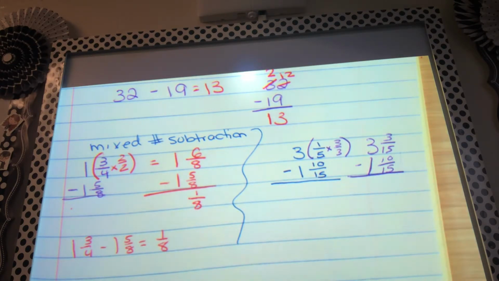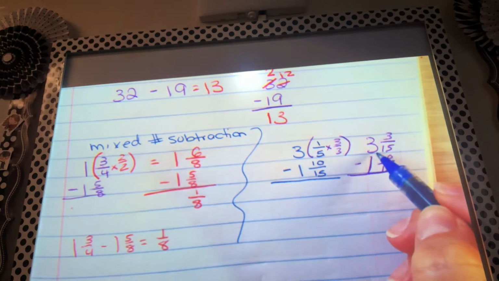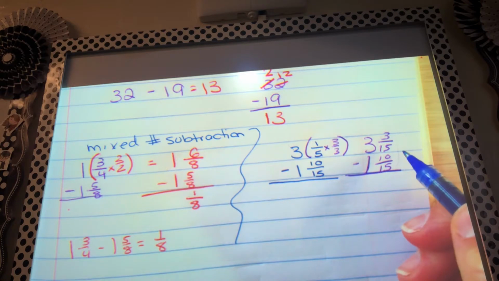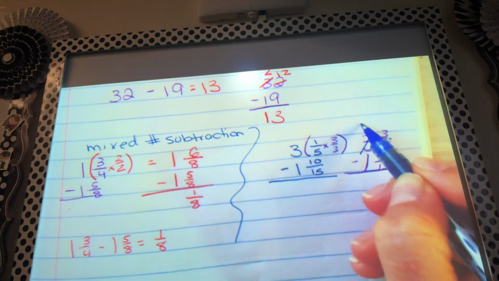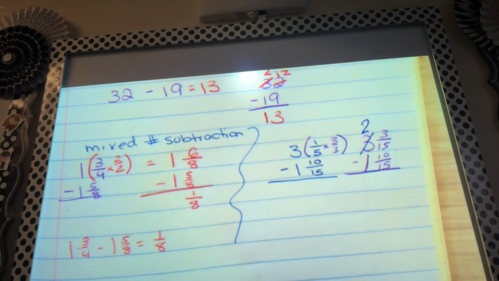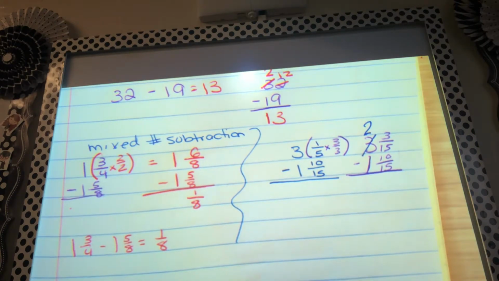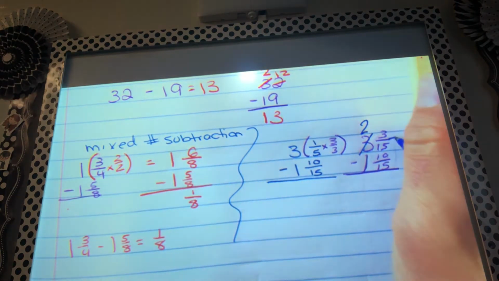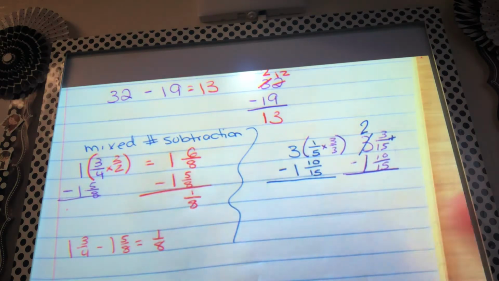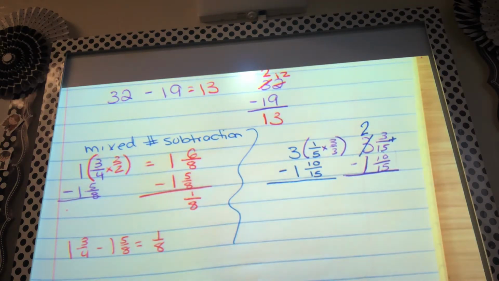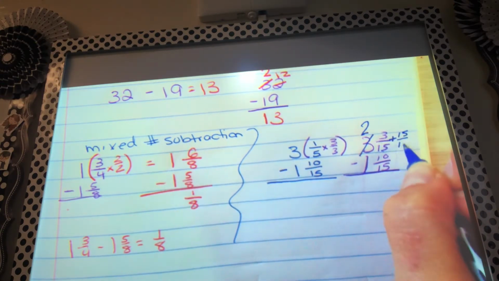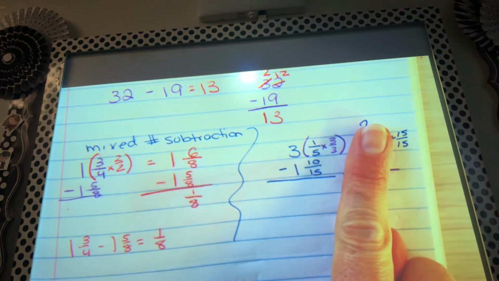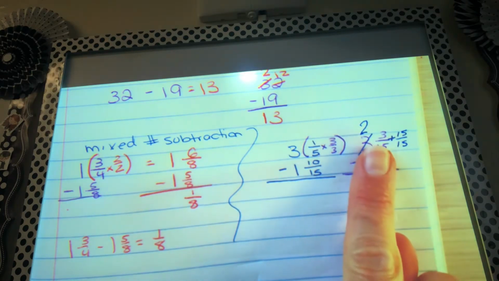Now the part that maybe we think, oh, this is easy, I get this, but we're not fair trading and adding 10. We're adding whatever is a common denominator. So when I regroup from my 1 wholes, I'll now have 2 in my wholes. And I'm going to add a whole with the same denominator that I have here. So I'm going to add 15 15ths because 15 15ths equals 1 whole. And that's what my denominator is.